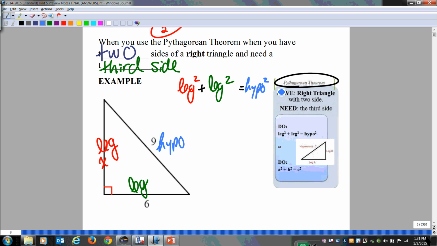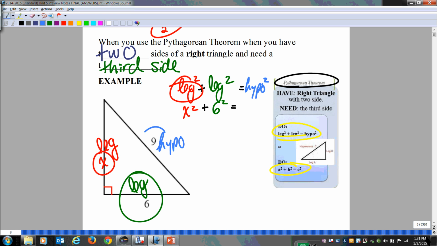But Miss Way, I know the equation. I don't want to write it down. Tough. You will always write down this equation every single time. And I prefer the descriptive equation, not a squared plus b squared equals c squared. Now we circle, plug, shut. Our first leg is x. So x squared plus the next leg is 6 squared equals hypo, which is 9 squared.